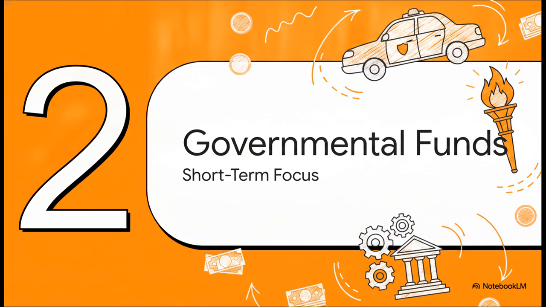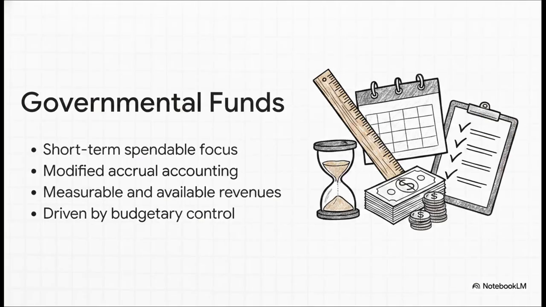Moving to Section 2. Governmental Funds, Short-Term Focus. Governmental funds are built entirely around tax-supported core services. We're talking police, fire departments, general administration. Now, the absolutely crucial thing to remember here is the strict revenue rule. Under the modified accrual basis of accounting, the measurement focus is strictly on current financial resources.